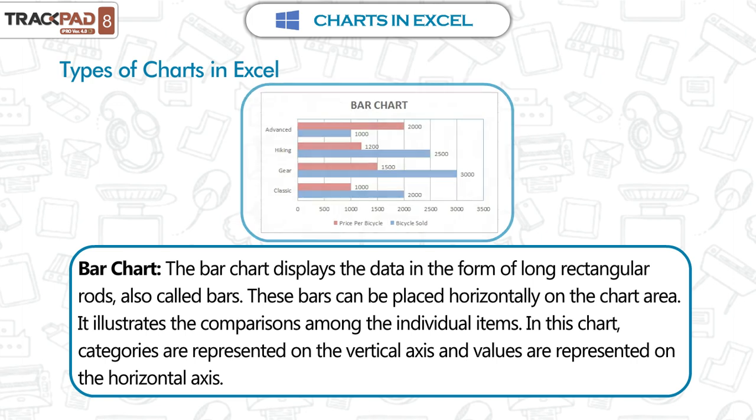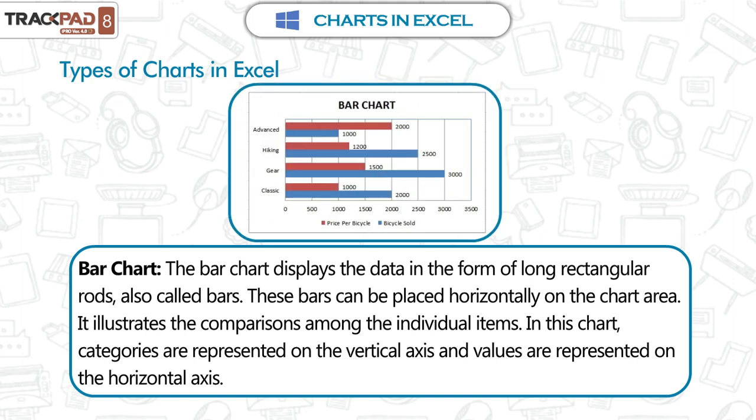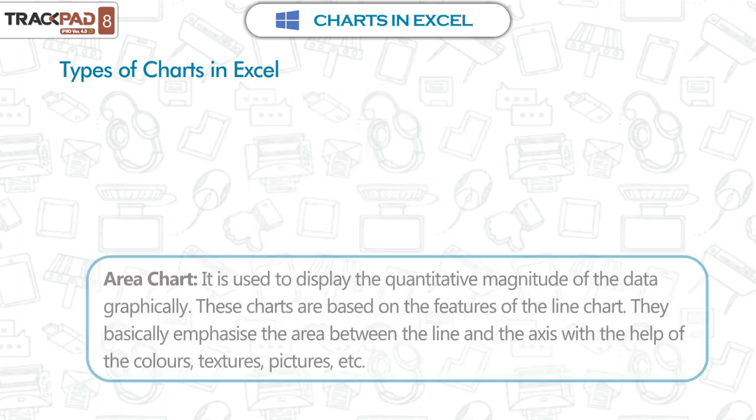Bar chart. The bar chart displays the data in the form of long rectangular rods, also called bars. These bars can be placed horizontally on the chart area. It illustrates the comparisons among the individual items. In this chart, categories are represented on the vertical axis and values are represented on the horizontal axis.